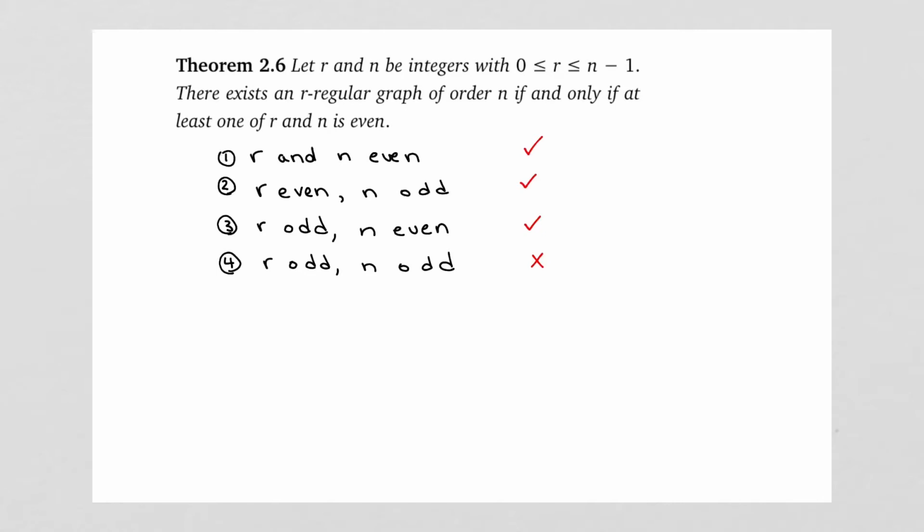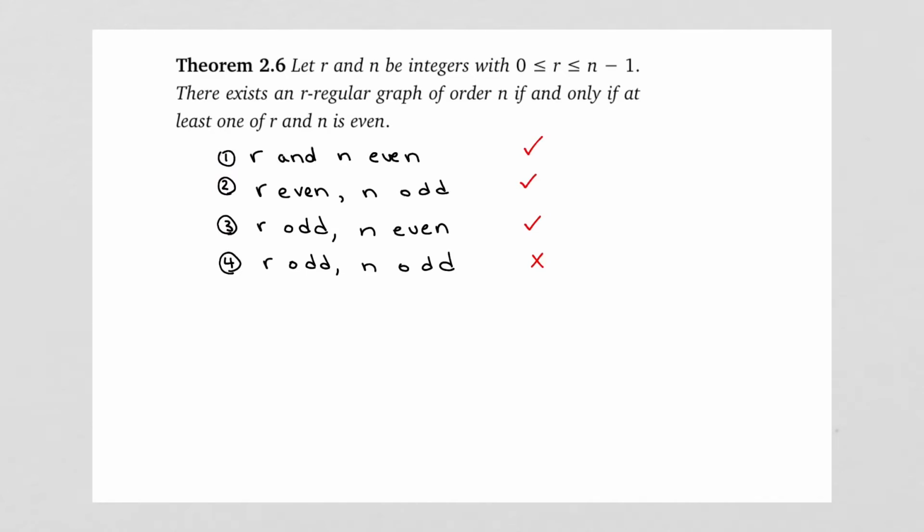And what the proof of theorem 2.6 gives you is a method for constructing graphs that have these characteristics. So we don't need to show that every graph can work, we just need to show there exists one. So if we give a method to construct an R regular graph of order n for each of these 3 cases, then that would be our proof.